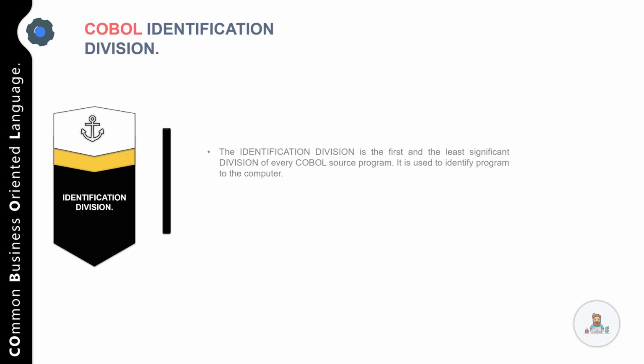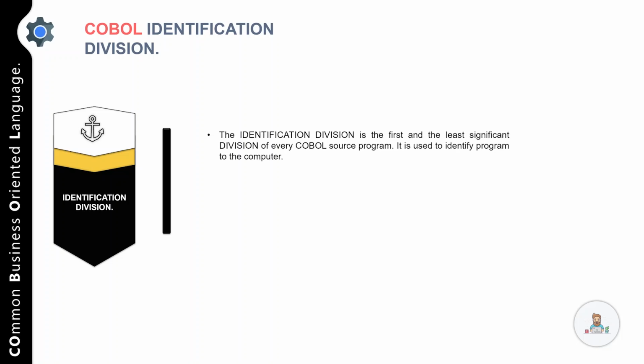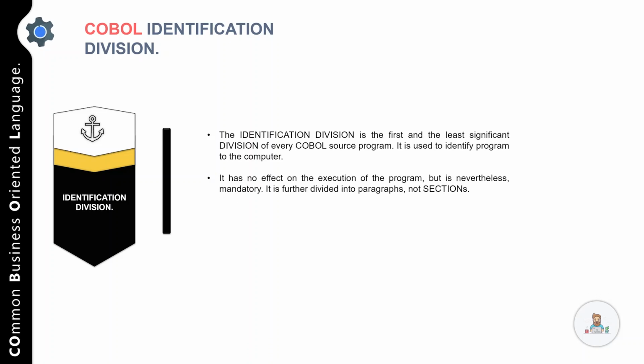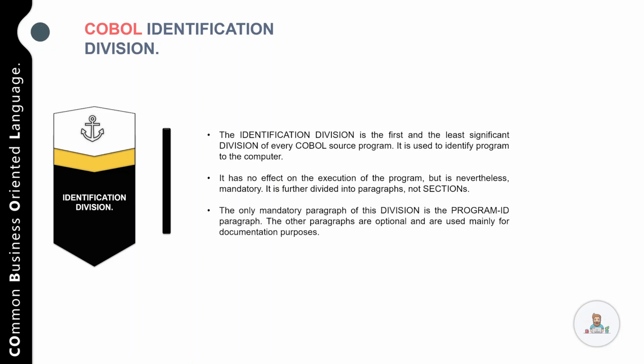So the COBOL Identification Division is the first and the least significant division of every COBOL program. It is used to identify the program to the computer, and it has no effect on the execution of the program, but it is mandatory to include the Identification Division in your COBOL program. And remember, this division can be further divided into different paragraphs, not sections, right?